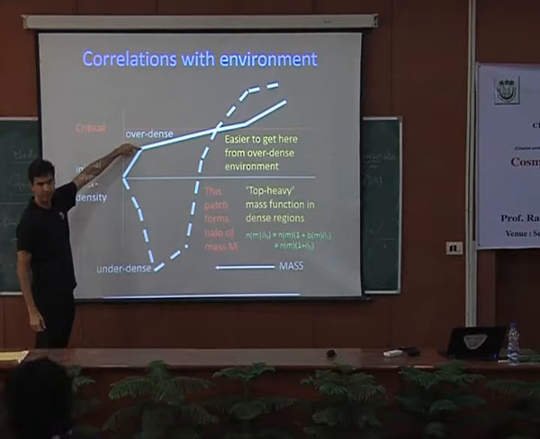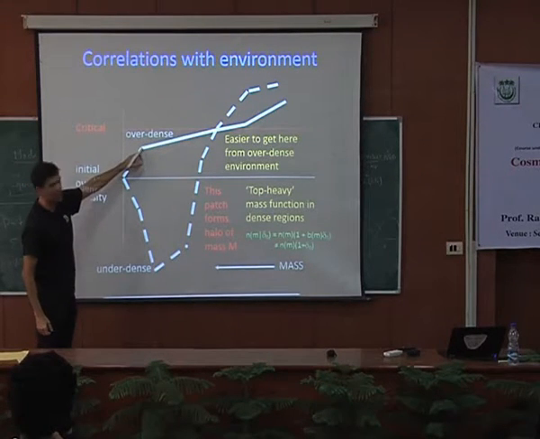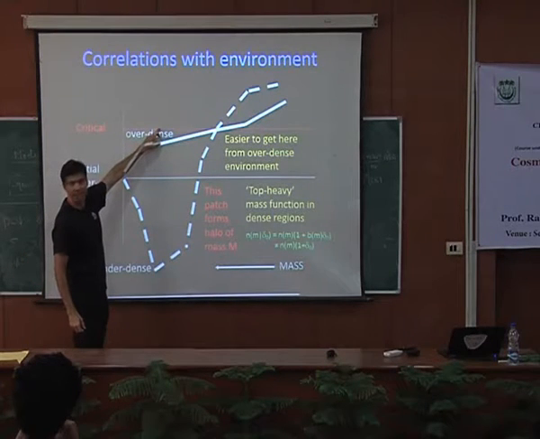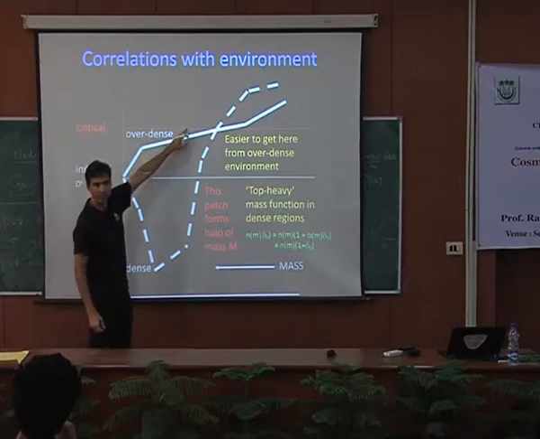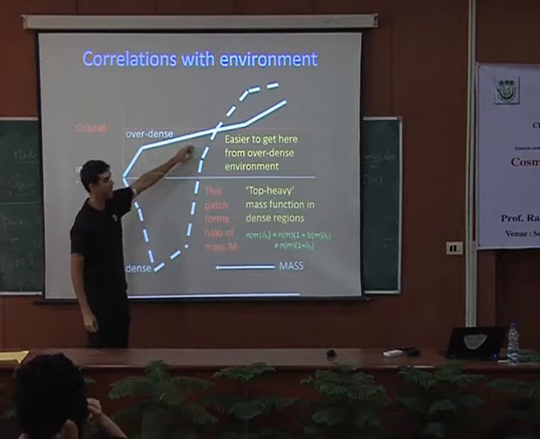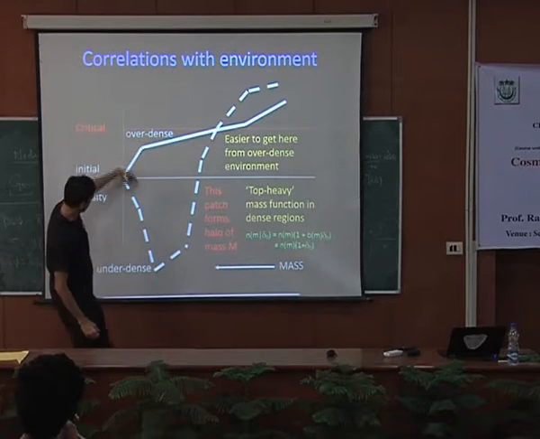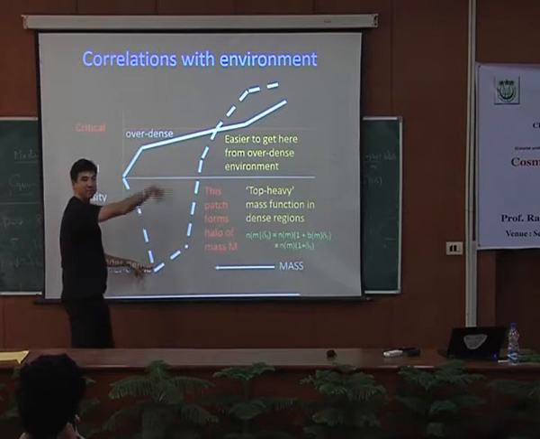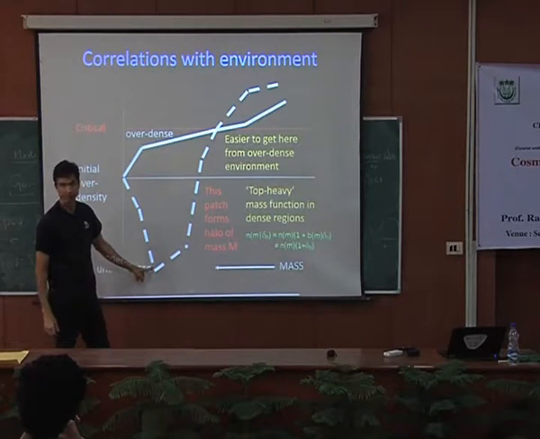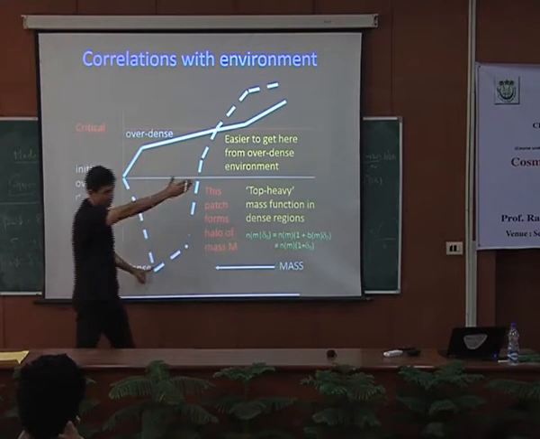Okay? Then I want to know, given that they pass through here, how likely are they to cross delta C on this scale, or this scale, or this scale? So that's like saying, in a dense region, what is the distribution of halos? And in an underdense region, what is the distribution of halos? And we would solve it the way I wrote on the board.